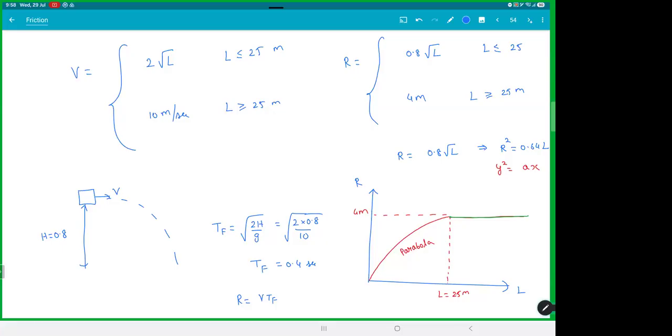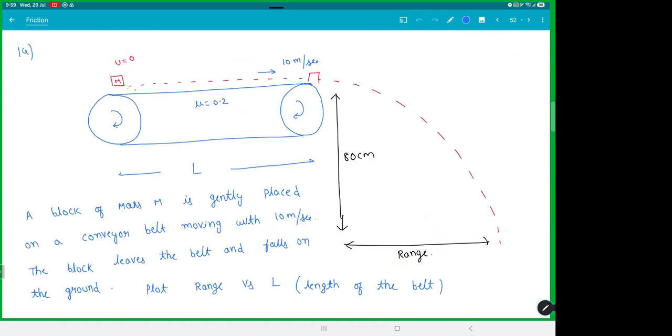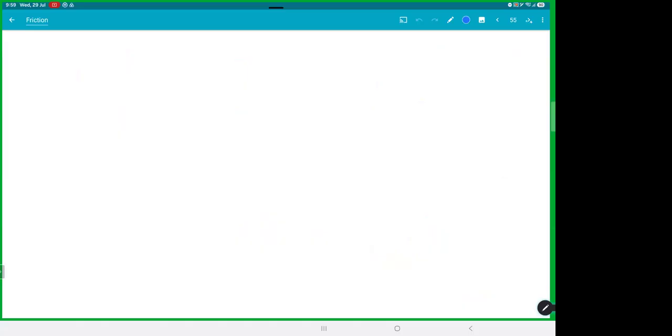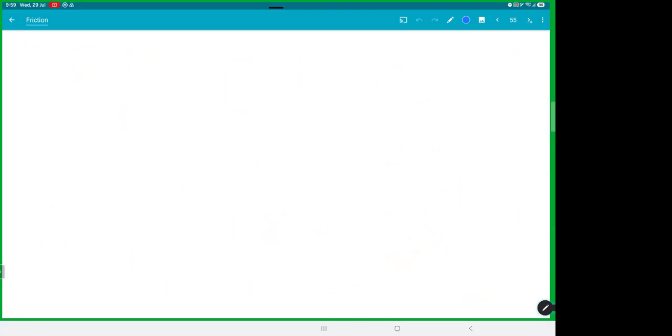Any doubts on this? This is a good one. Not too tough, a little different. Most people don't realize that once you reach 10, friction will stop acting. That's what I was saying. Friction doesn't care about anything. It'll just say only one thing: am I slipping or not? The next one, let's see.